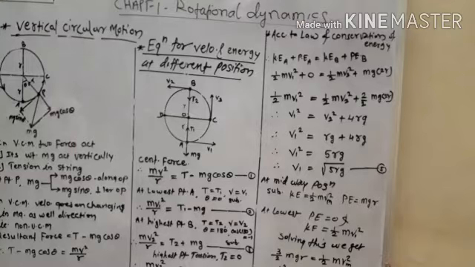In this way, we can derive the equation for velocity and energy at the different positions: lowest, highest and midway. By using this we can also solve numericals at different positions. I hope you got a better understanding, okay, thank you.